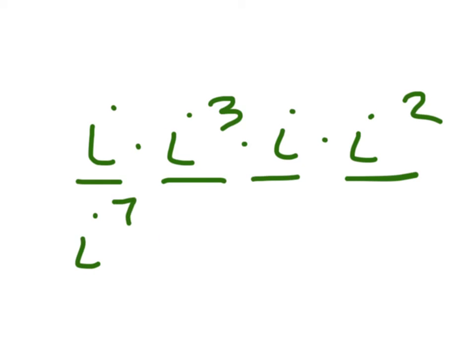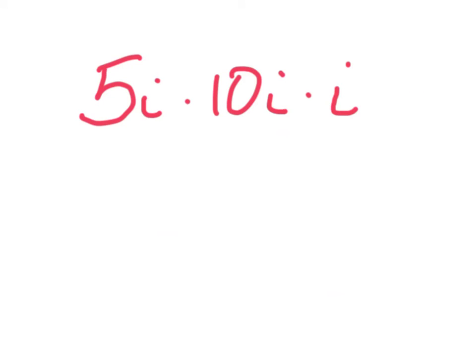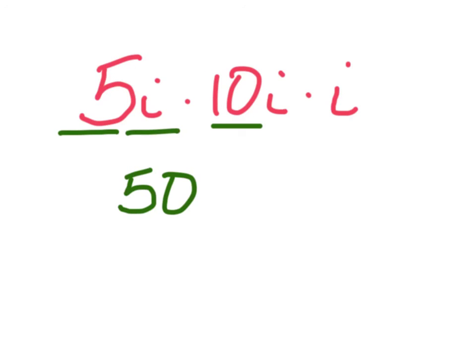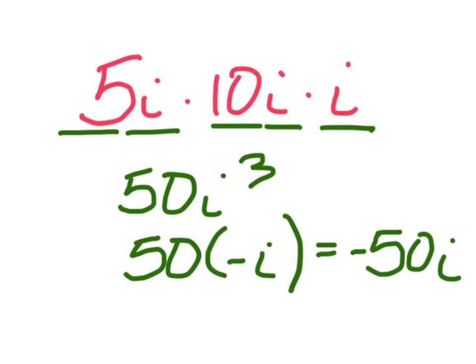On the bonus, you have 1, 3 is 4, 5, 7. i to the 7th. Remember, i to the 6th is negative 1. So that would be a negative i. This is a bonus problem. 5 times 10 is 50. i, and i is i to the 3rd. i to the 3rd is negative i. 50 times negative i is negative 50i.